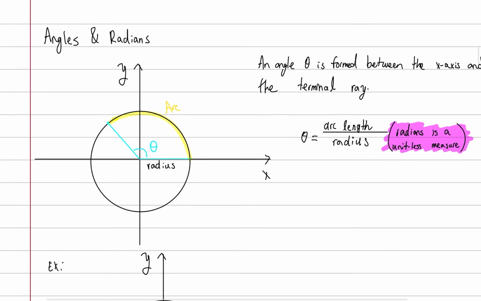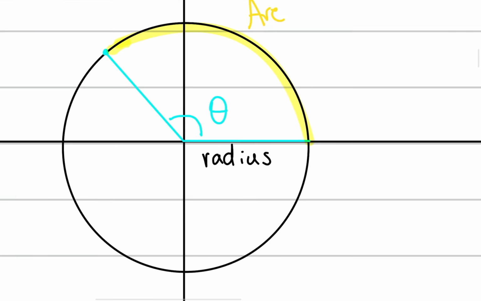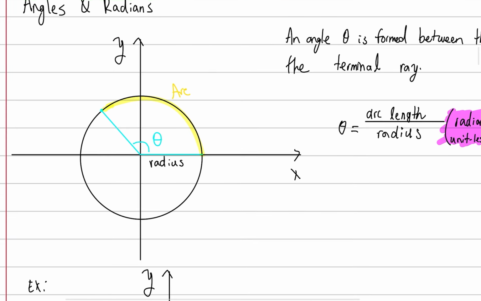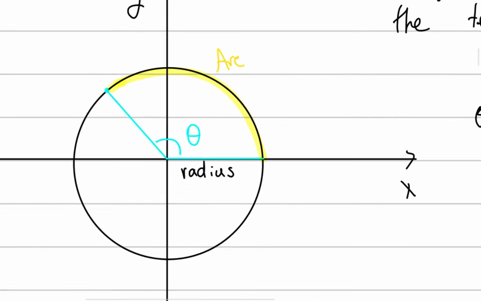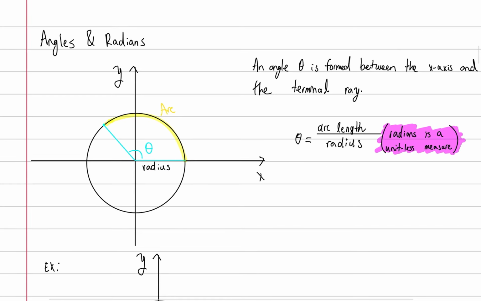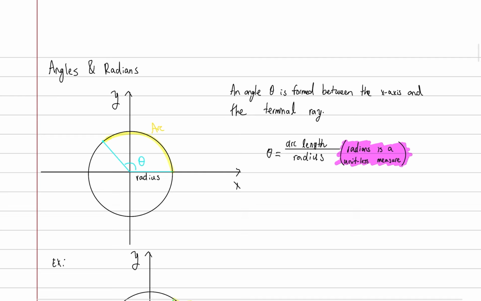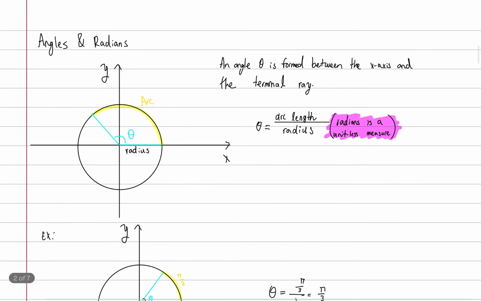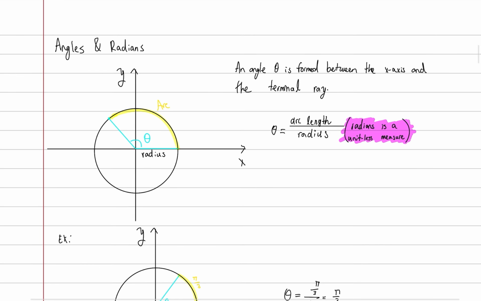So, how do we define a radian? Well, an angle theta is formed between the x-axis and the terminal ray. This is our theta, right? Sorry, let me correct myself. It's a circle with some radius, and the angle subtends an arc, right? You see the arc right here? It subtends the arc. And theta is defined to be, in radians, the arc length divided by the radius.